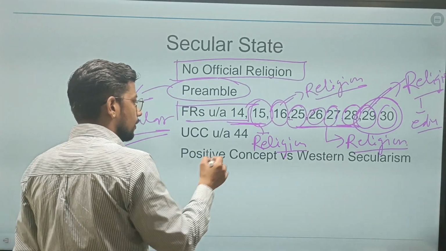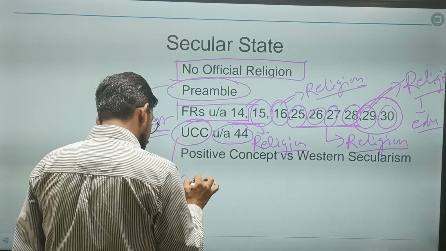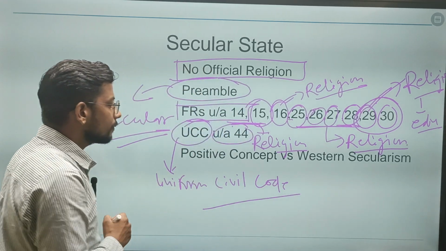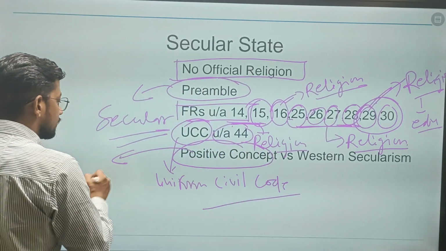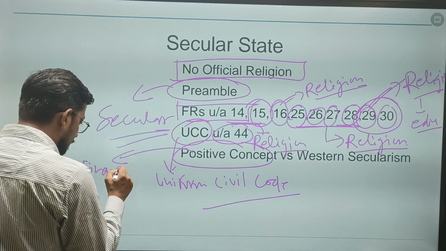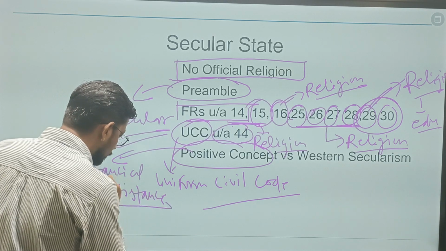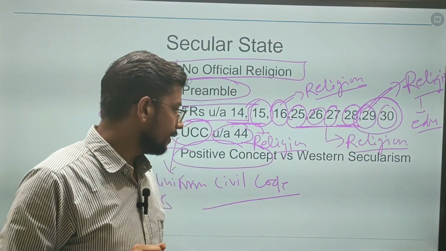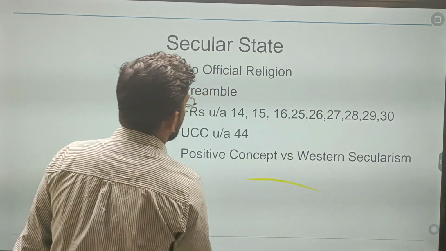Then we have Article 44, under which we have a provision of Uniform Civil Code. So this also made India a secular state. Then we have a positive concept, which simply means if India is going to provide financial assistance, then India will provide financial assistance to all. All the religions will be provided equal financial assistance in case of India. So these provisions make our constitution a secular state.